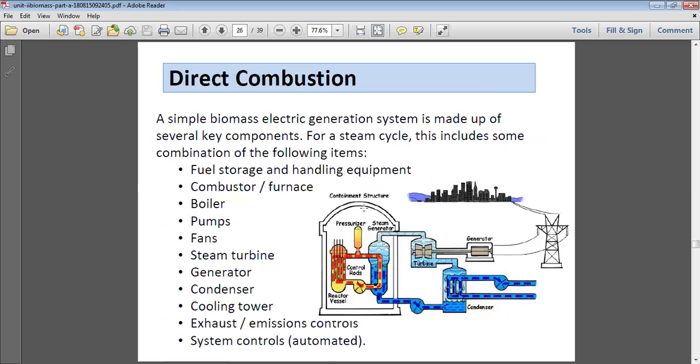So here if we see, this is a containment structure, this is a pressurizer, this is a reactor vessel control rod, and this is the steam generator. Then it goes to the turbine, then to the condenser. In the condenser again, it is power for the turbine for this part. So this is a pressurizer and this is a steam generator, with the fuel storage in this.